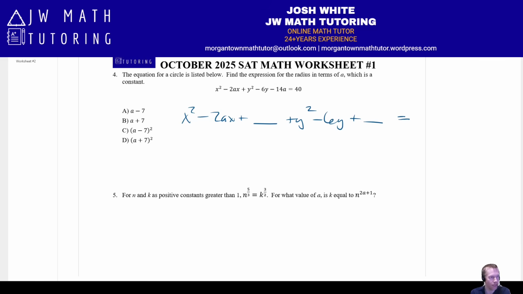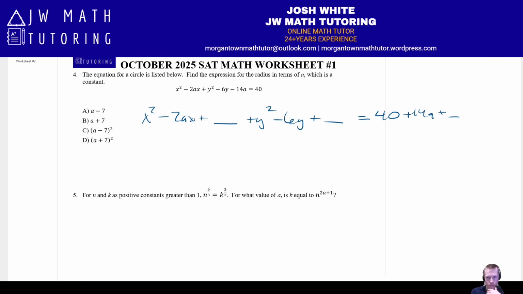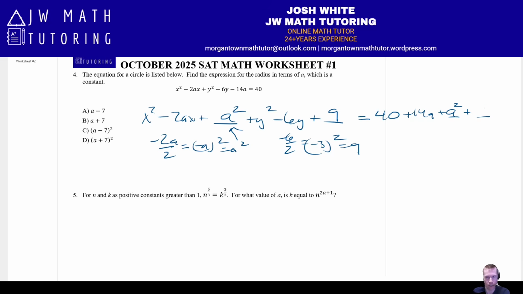So I'm going to add 2 blanks. And then over here I have 40, and I'm going to also add 14a. And then technically there's going to be 2 blanks over here as well. So completing the square, we take the b value, or the middle term, we divide it by 2. That negative 2a will then become negative a, and then you square it. And that goes in the blank here. Sorry, it would be a squared. That's what goes there. Then for here, negative 6 divided by 2, negative 3. That b over 2 term gets squared, so I get a 9, I get a 9.